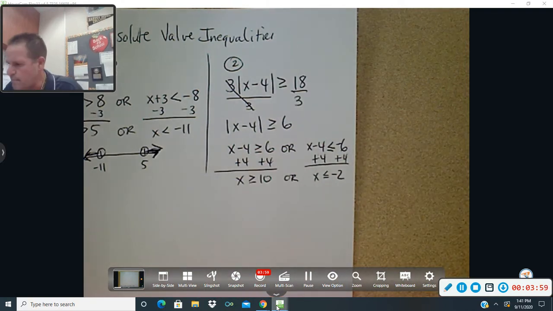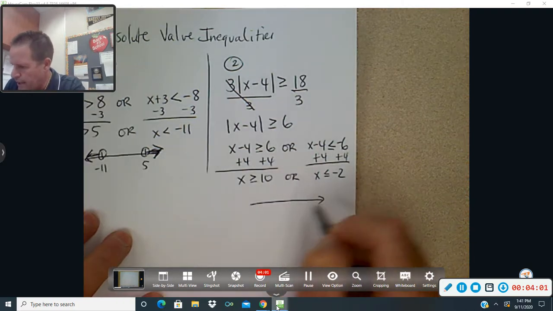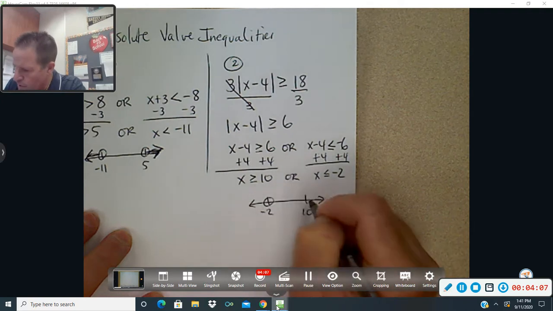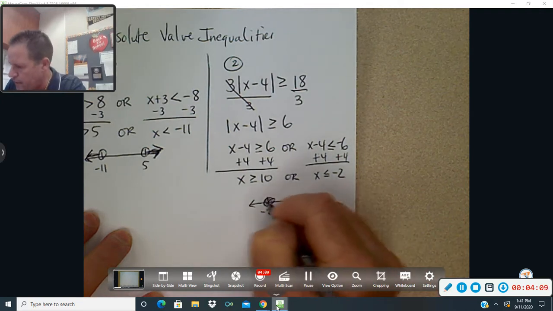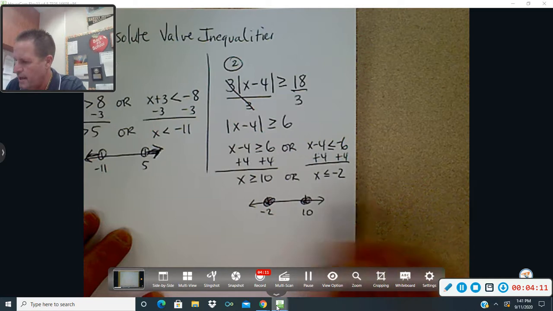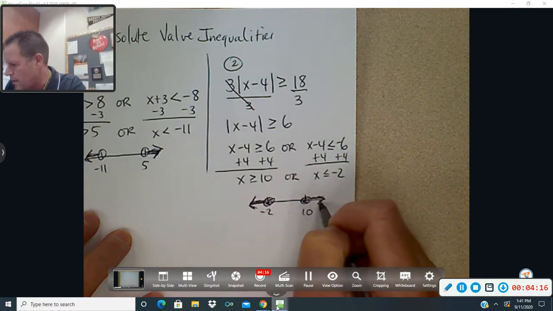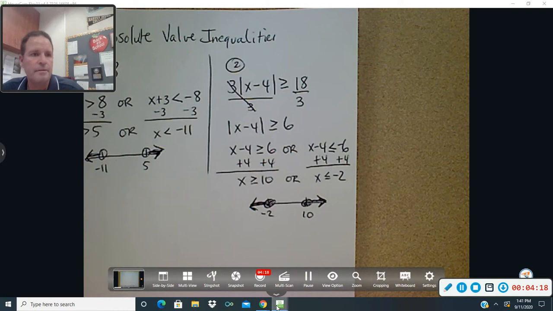Okay, piece of cake. Number line graph. Negative 2 over here, 10 over there. Circles at both. They're going to get colored in. And then again, ors go opposite directions. There we go, we have it. Okay, we got it.